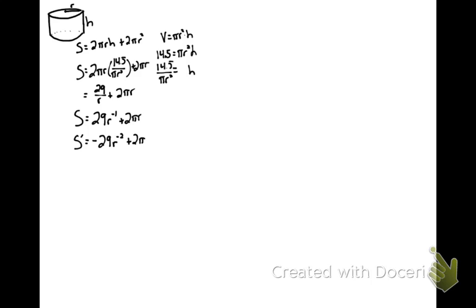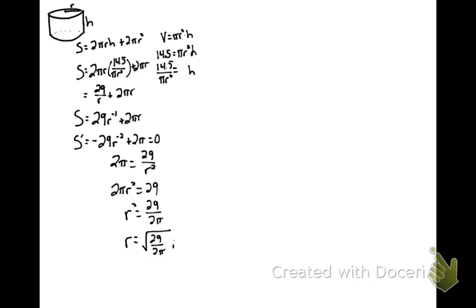If I want to minimize this, I need to know when this equals 0. And this will occur when 2 pi equals 29 over r squared, or 2 pi r squared will equal 29, or r squared will equal 29 over 2 pi, or more importantly, the radius will be the square root of 29 over 2 pi, and that will be inches.